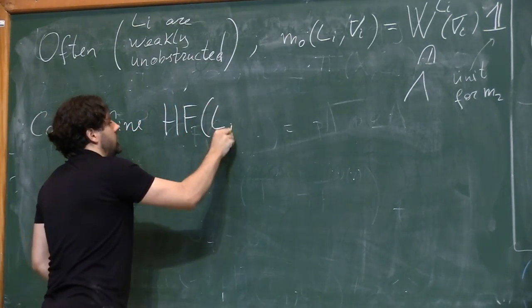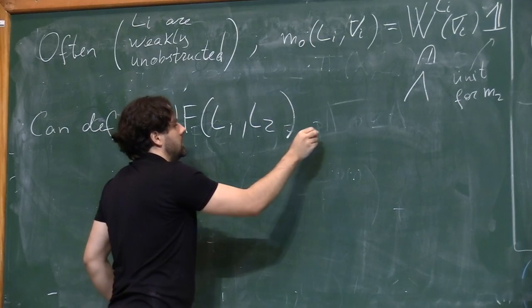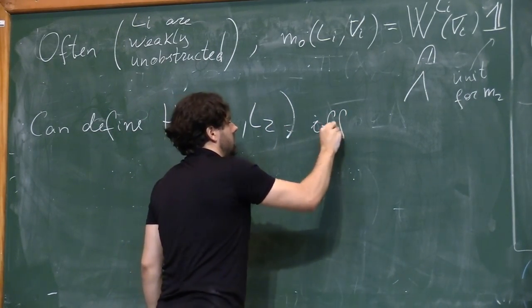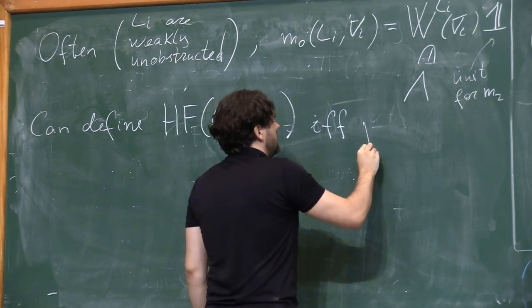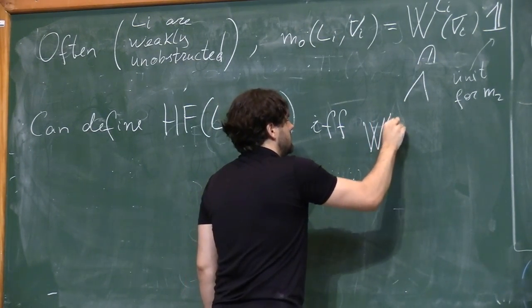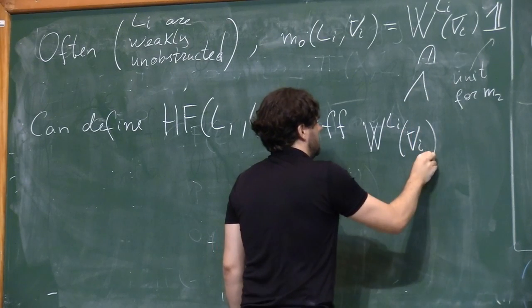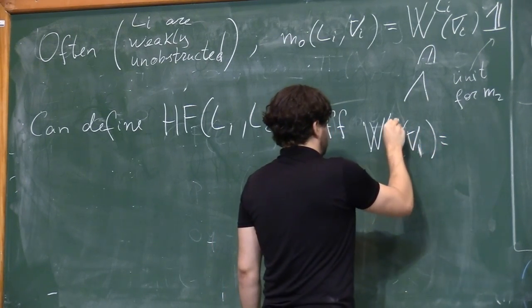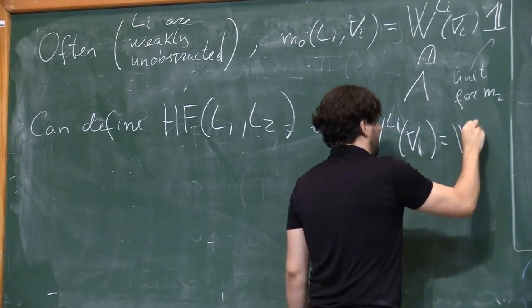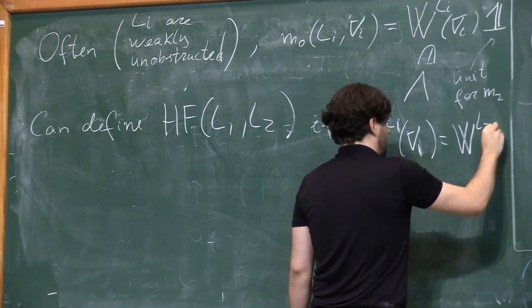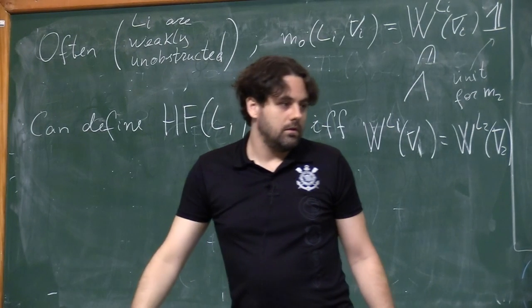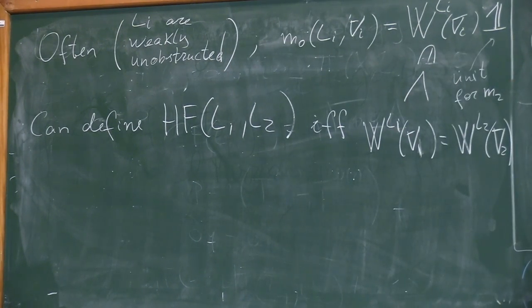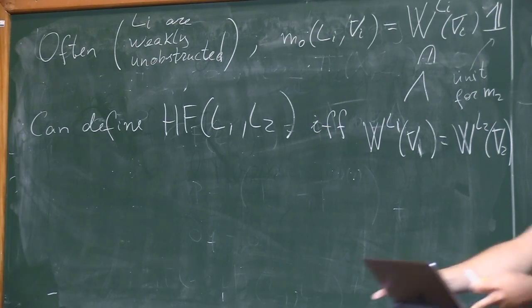Floer homology between L1 and L2 if and only if, so this squares to zero, if and only if these numbers are the same. Okay? So perhaps I was somewhat efficient with time.